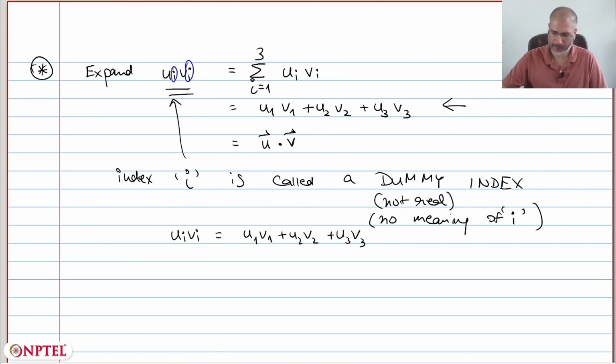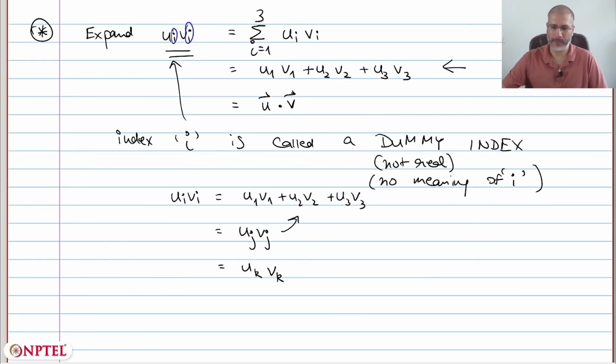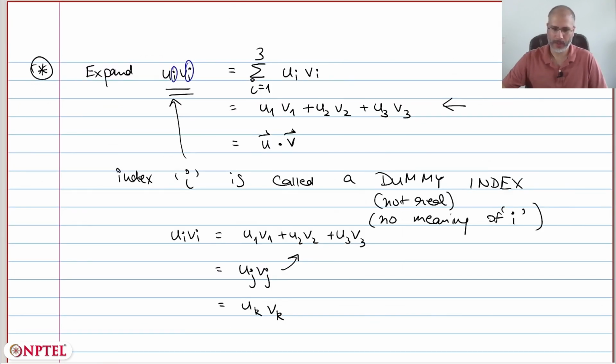So from that logic, I can also write u_i v_i as u_j v_j, because from the Einstein notation or the summation convention, a summation is implied over it. And when I apply a summation from j going from 1 to 3, it expands to the same form. Or I could use an index k, so it becomes u_k v_k. All right. So the indices i, j, or k in these expressions I've written have no meaning by themselves. So they are called dummy indices.